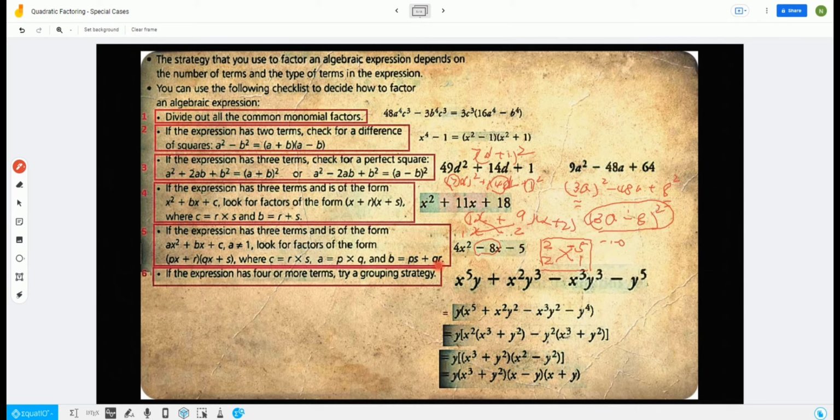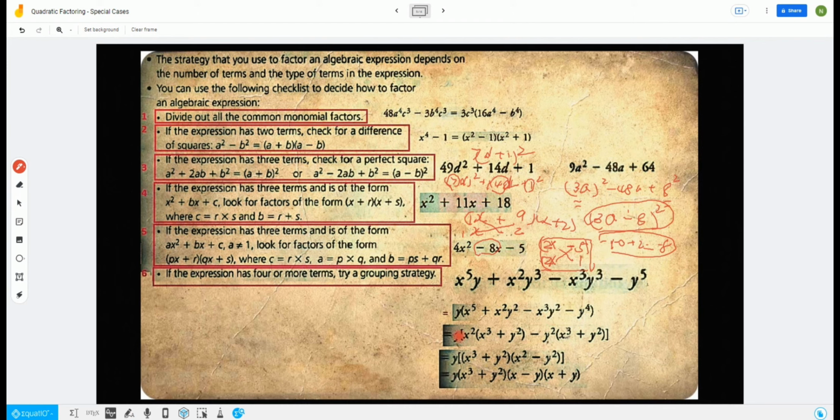Okay. So the last one, step 6: if the expression has 4 or more terms, try the grouping strategy, right? The grouping first. So look at x to the power of 5 y plus x squared y cubed minus x cubed y cubed minus y to the power 5. Look at every single term: y is a common factor, so we factor it out, and then you look at the inside. We group these two, because they have x squared as a common factor, and then we group these two, because they have a common factor y squared.